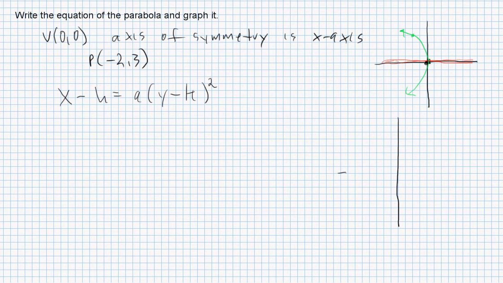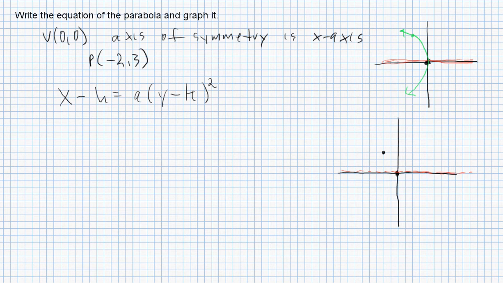So I'll make another set of axes here. Okay, there it is. And so the vertex is there at 0, 0, and we see the point -2, 3 is on the graph, so I'll put that in, and then the axis of symmetry, we'll kind of sketch that onto the graph here, right there on top of the x-axis, right there.